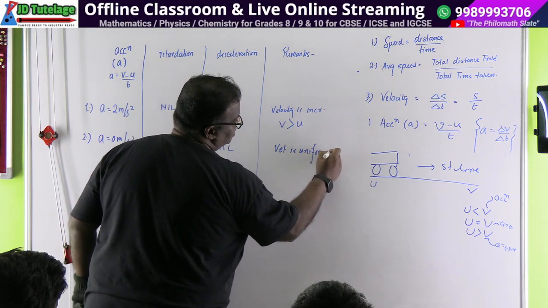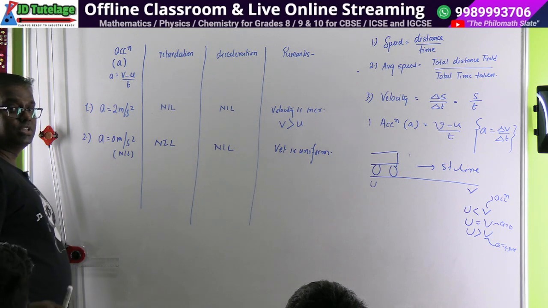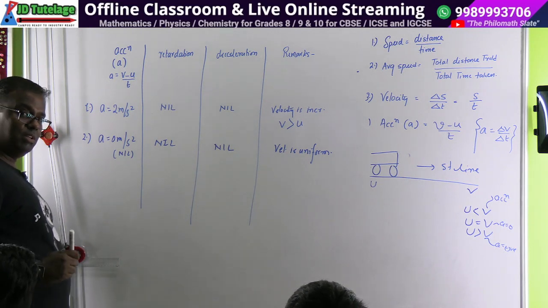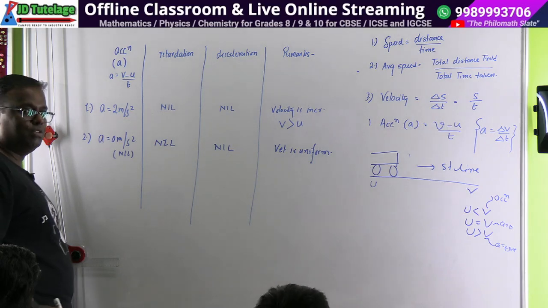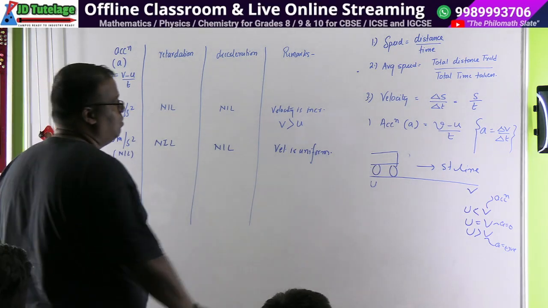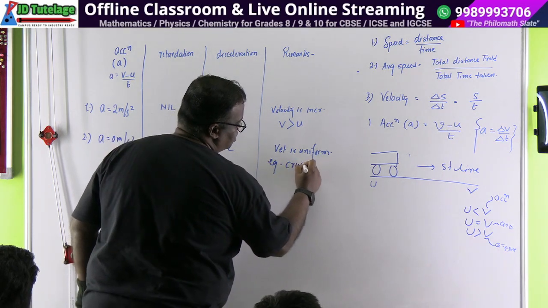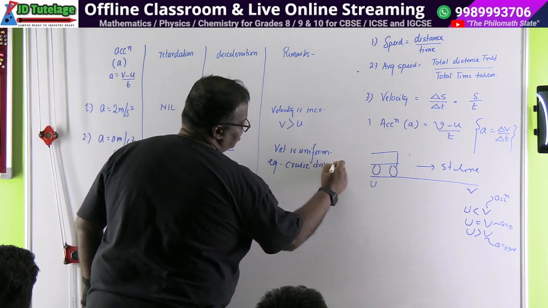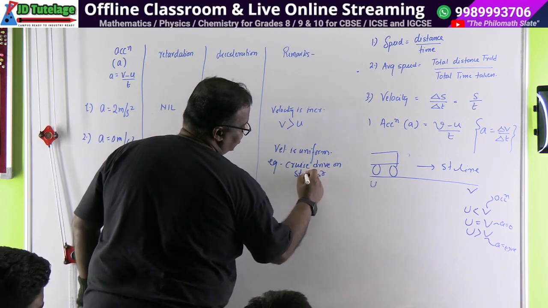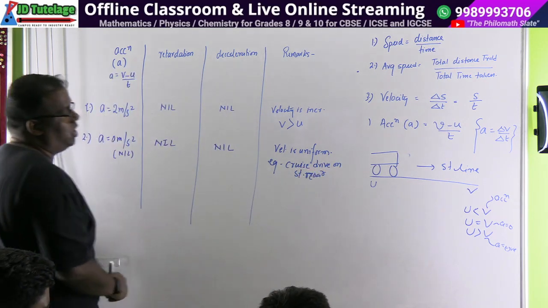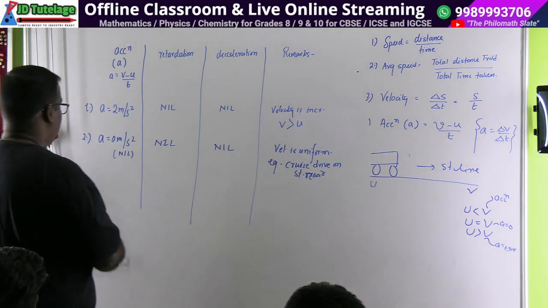Don't write constant, write uniform. Constant means you are only having the magnitude constant. There's a difference between constant speed, constant velocity and uniform velocity. Velocity is uniform. Example, cruise drive on straight road. Use the words straight road, then only the picture becomes clear.